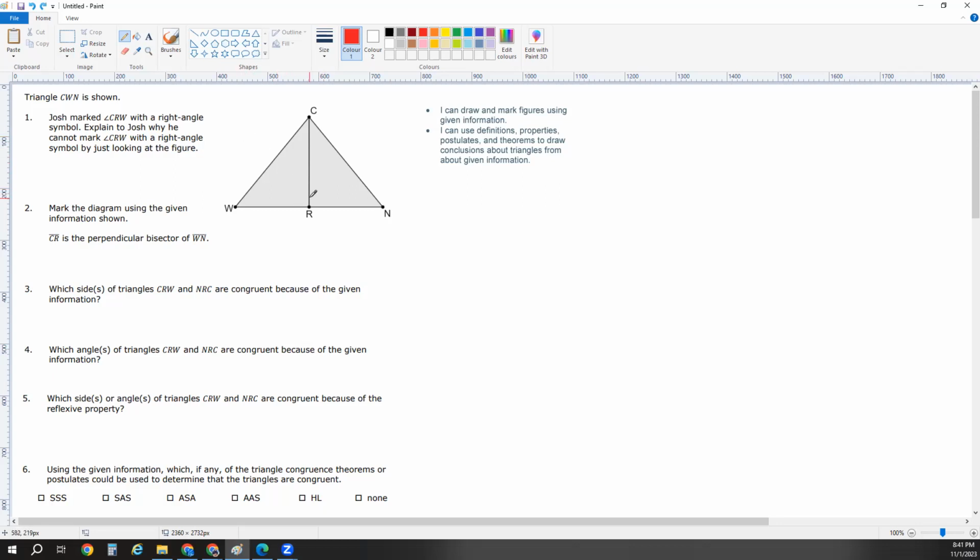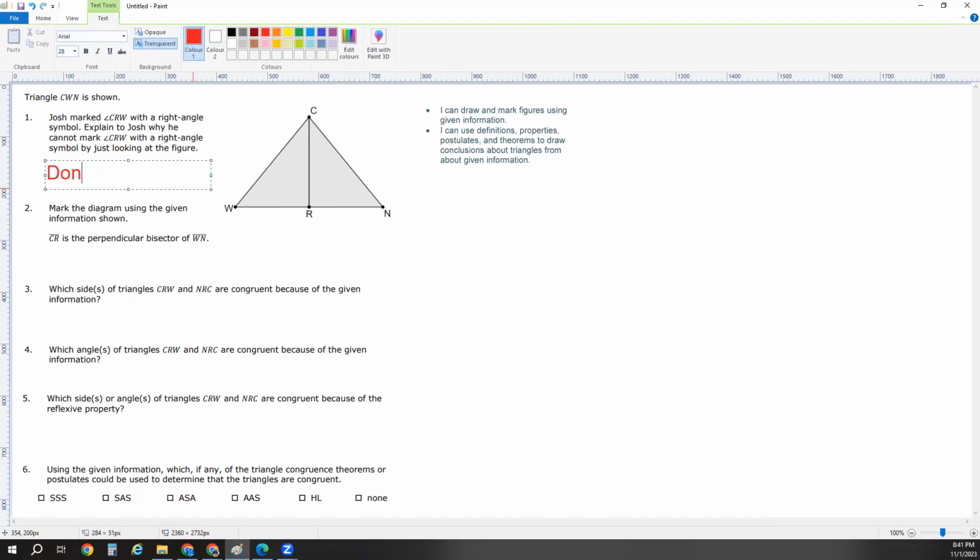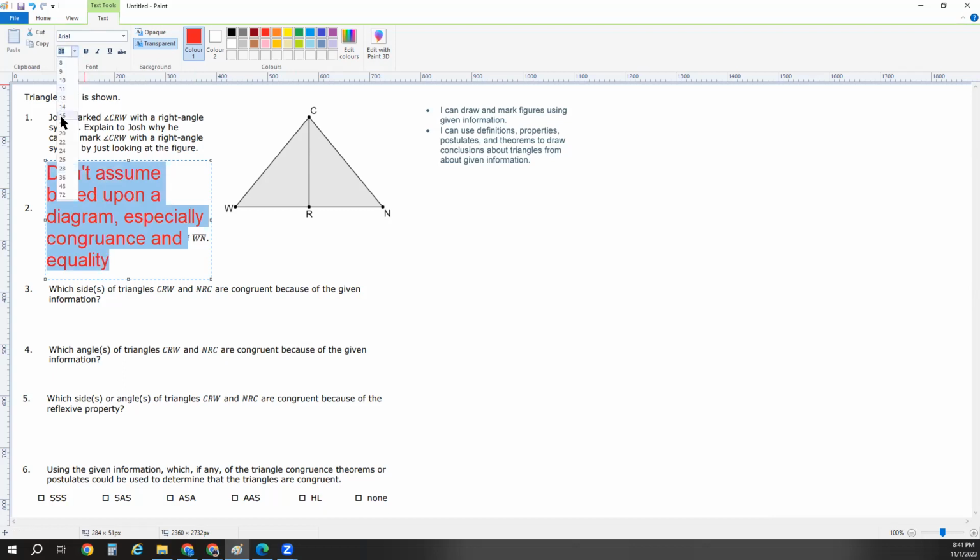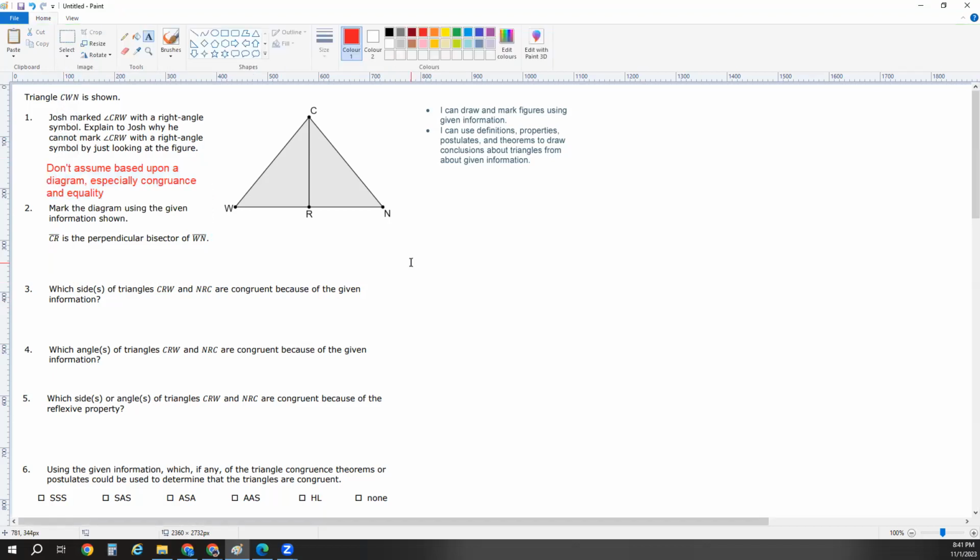So you can't just mark something a right triangle because it looks like it. So don't assume. Go ahead and write that up here. Don't assume based on a diagram, especially congruence and equality. Make that small enough so it fits. Yeah, that works. Okay, so there we go.